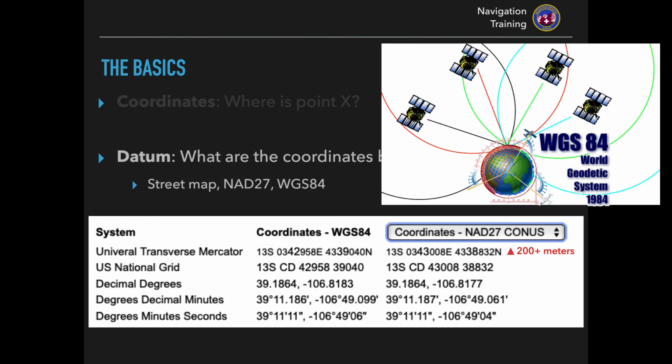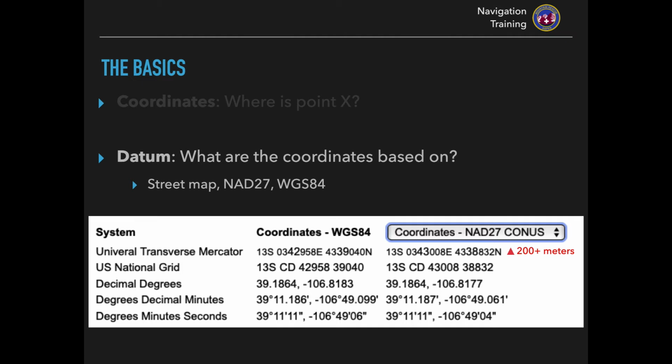The WGS 84, or World Geodetic System, was first completed by satellite in 1984 and is the datum used by many GPS devices. Knowing which datum your map and device are referencing is important because the distance between the same coordinates using different datums can be significant.